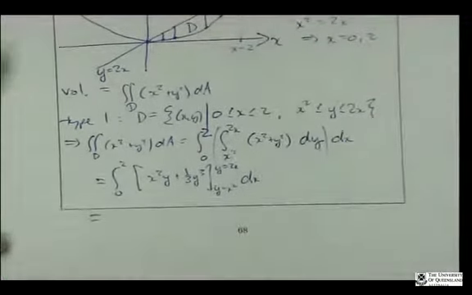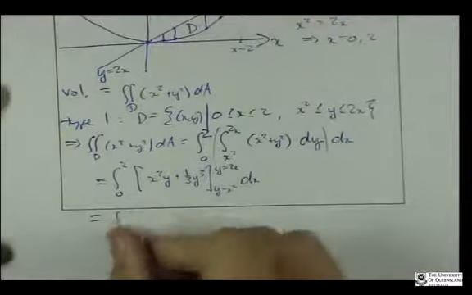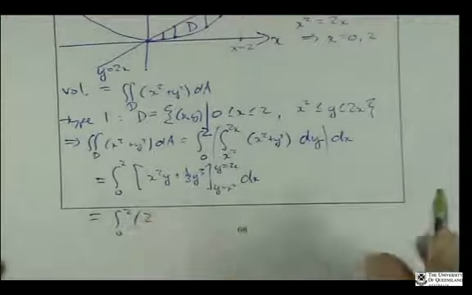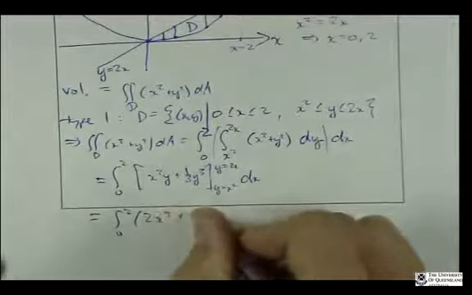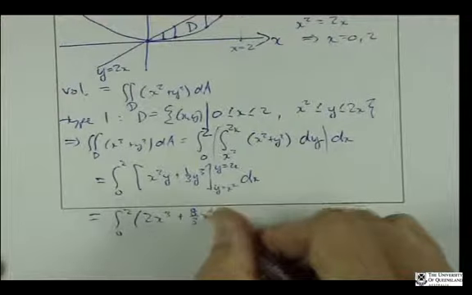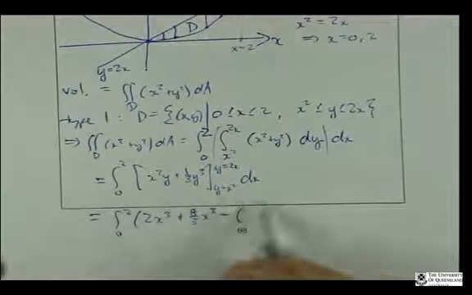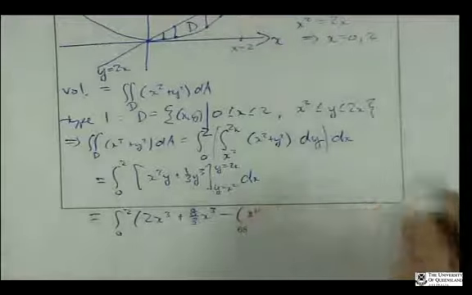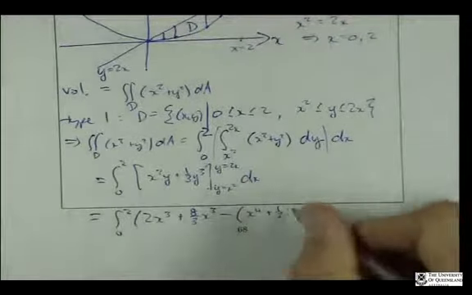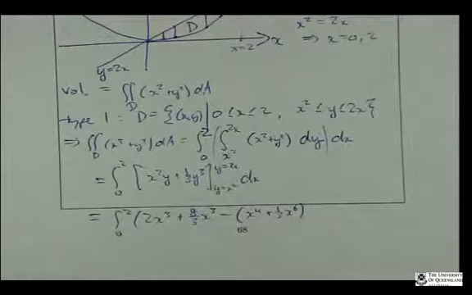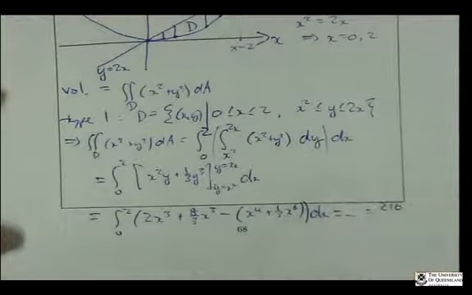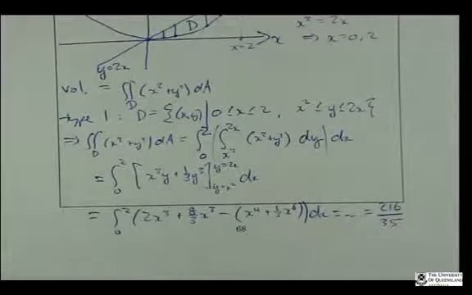Actually, I'll just write one more expression. So substitute in that upper bound. We'll end up with 2x cubed plus 8/3 x cubed, and then minus the expression obtained when we substitute in that lower bound, which is y equals x squared. So we'll end up with x to the 4th plus 1/3 x to the 6th being subtracted, and then that's all being integrated with respect to x. So it's just a polynomial in x that we end up with, and the result is 216 over 35.